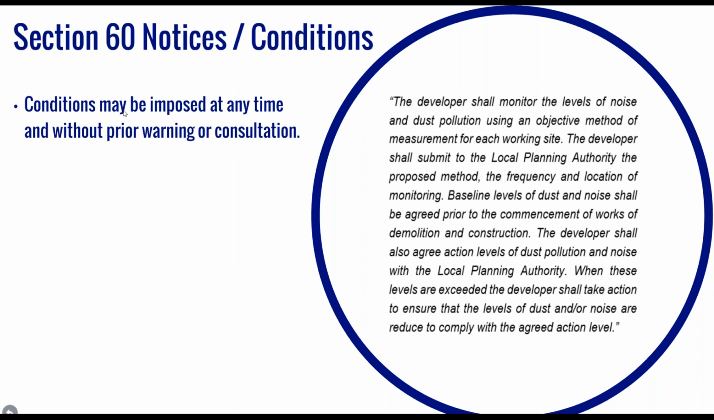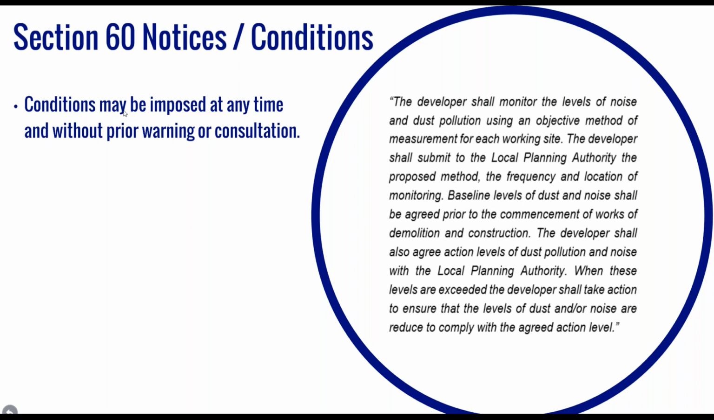A Section 60 notice could be included as part of conditions attached to a planning consent before the commencement of work if a local authority believes that there will be a high likelihood of complaints being received. Alternatively, they can also be imposed after work has started. So the notice may restrict demolition and construction activities in a number of different ways.